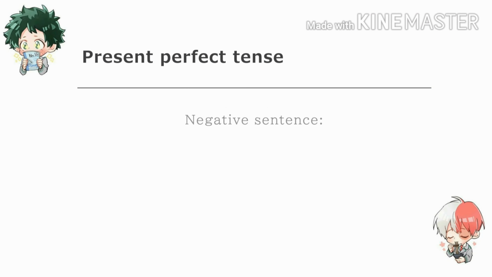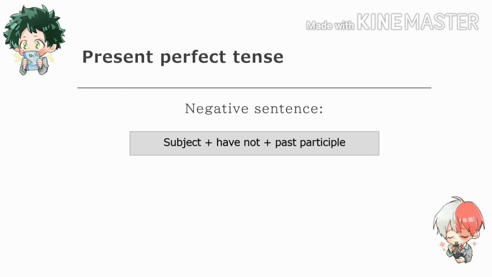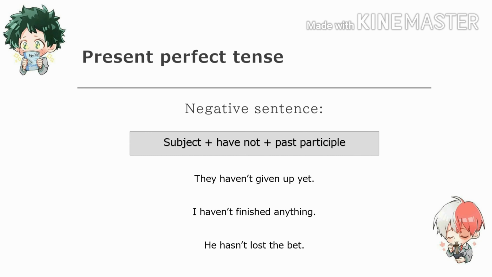Now for the negative sentences, we will use subject plus have not plus past participle. They haven't given up yet. I haven't finished anything. He hasn't lost the bet. They, I, and he here are the subjects, while three of them would either use haven't or hasn't. And the past participles are given, finished, and lost.